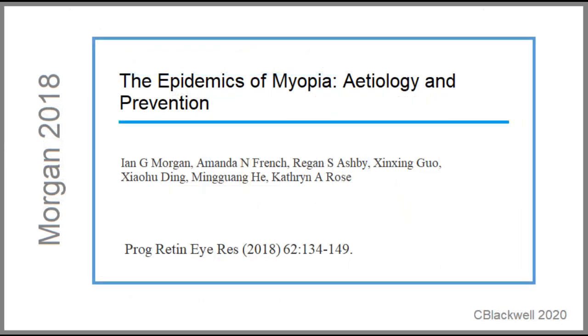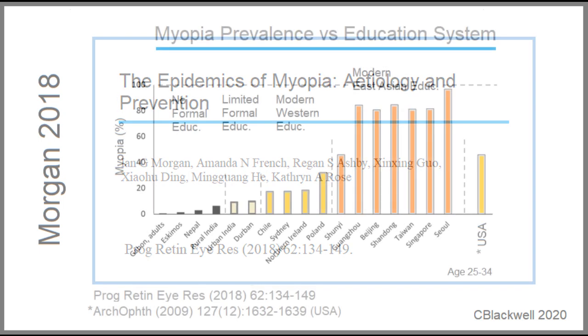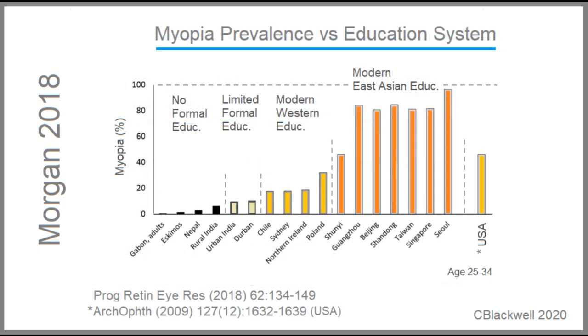For the counterpoint view on reading and near work, we turn to this 2018 review by Morgan. In a survey of the world's literature, they found that educational systems that require a large number of hours spent in studying and near work and allow for fewer hours of outside time show a strong relation to increased myopia development.